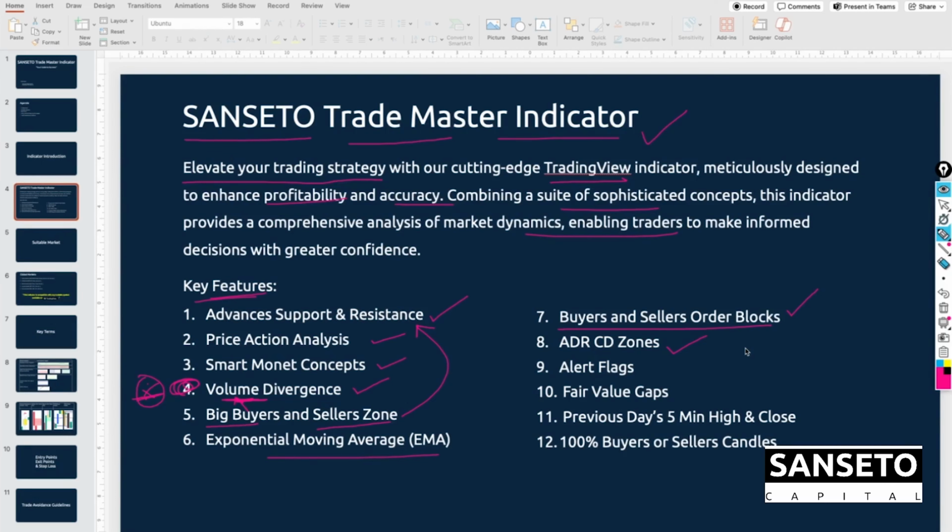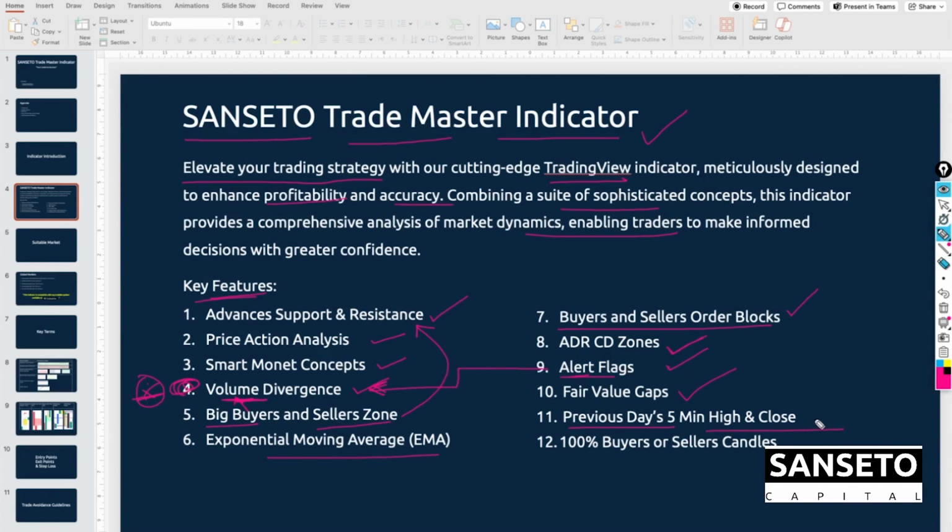And ADR, the average daily range for the past 10 days, along with advanced plotting of everyday demand zones and supply zones. You'll get alert flags, which are associated with volume divergence, and we will guide you on how the alerts can be created. And fair value gaps: if any imbalance candle has been created in the market, you will be able to see a fair value gap, and whether it's a seller fair value gap or a buyer fair value gap, you will come to know. We'll showcase that as well.